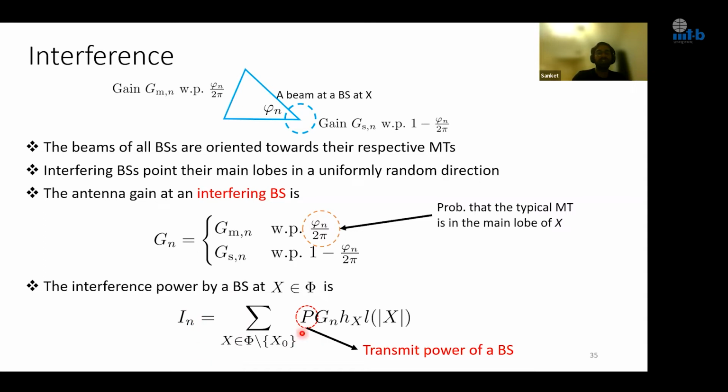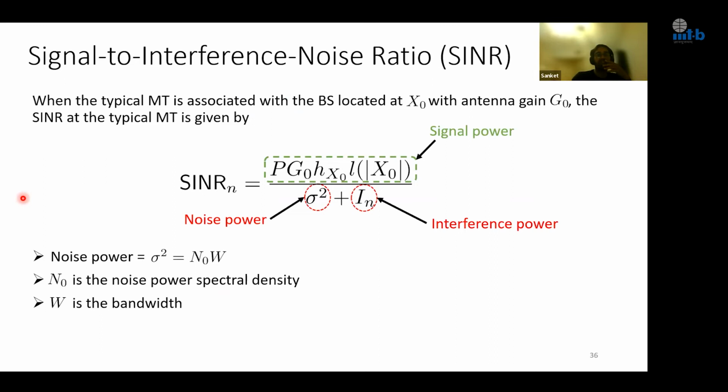So we essentially have to sum over all the interference power, where P is the transmit power of a base station, Gn is the antenna gain, Hx is the fading power gain, and L is the path loss model, which could be anything. And then we have the signal to interference noise ratio, SINR. So the numerator is the signal power from the serving base station, with the serving base station antenna gain and this fading. And there is the noise power and then the interference power. So we have the SINR calculation.